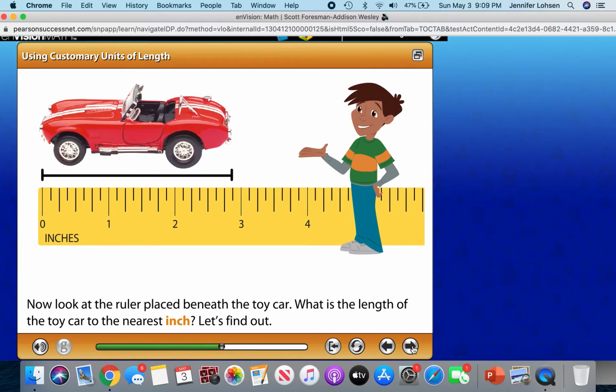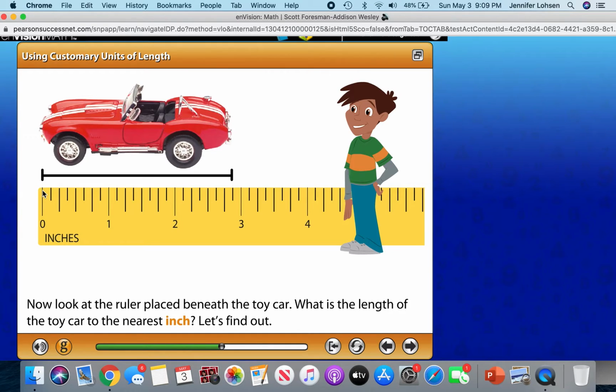Now look at the ruler placed beneath the toy car. What is the length of the toy car to the nearest inch? Okay, so let's find out. Now we have a tool that we use in the customary system, which is called a ruler. Notice how this ruler is only showing the unit of inches. Notice how when they're measuring the car, they are lining up the ruler at 0 with the beginning of the car. You must always line up at the 0, not at the end of the ruler, because you will not get an accurate reading. So always make sure you start at that 0.